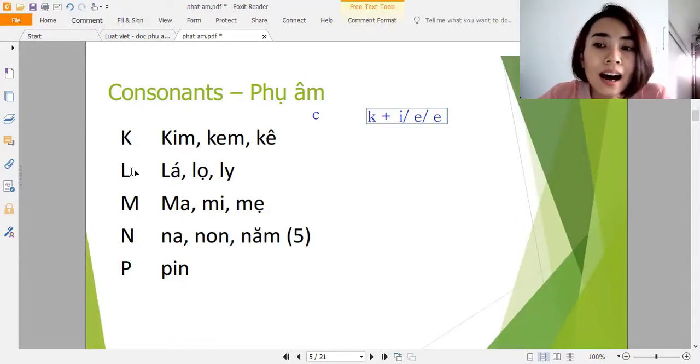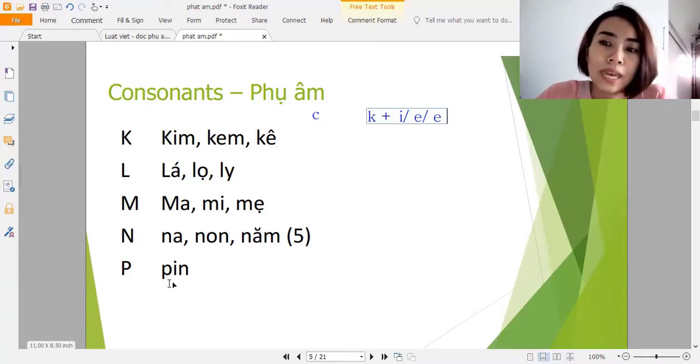Okay, this is la, lá, lọ, ly. Ma, mi, mẹ, which is mom. Na, non, năm, number five. Pa, pin. In Vietnamese, we don't have words that start with P. Pin is an English word, it is a personal password, for your bank account or your phone, anything. So they call that PIN.